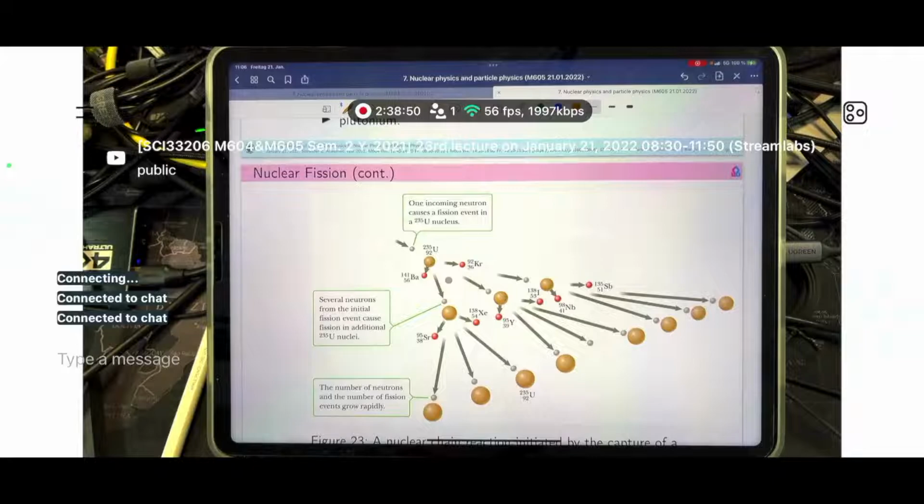From measurements, they say that in a statistical way, there are approximately 2.5 neutrons per process. That's the average value, because this takes place with millions of nuclei. It's not only one piece of uranium. Several neutrons from the initial fission event cause fission in additional uranium-235.